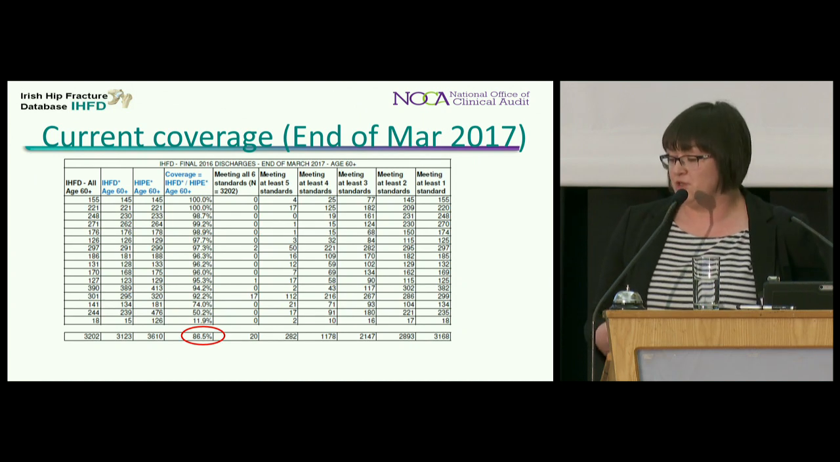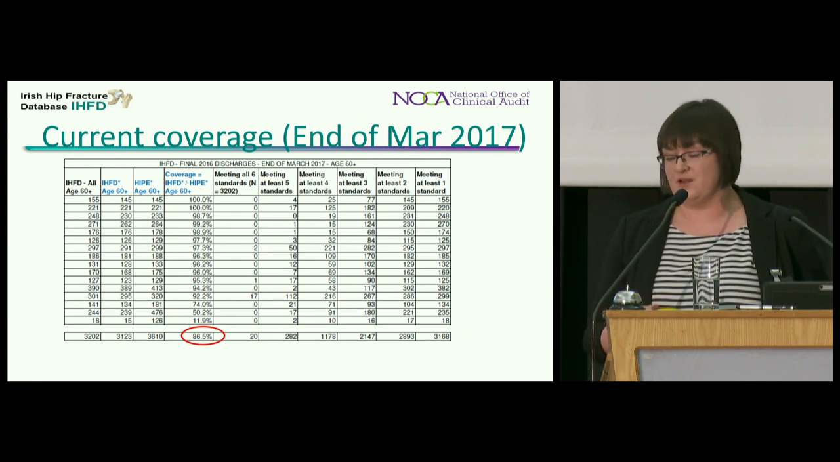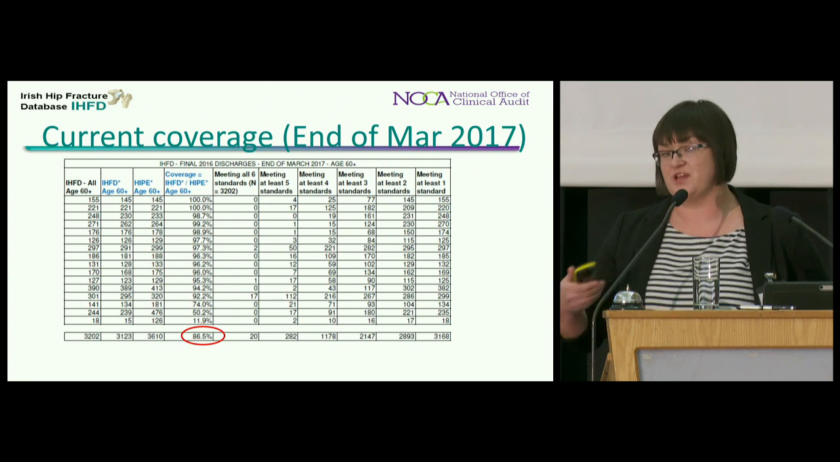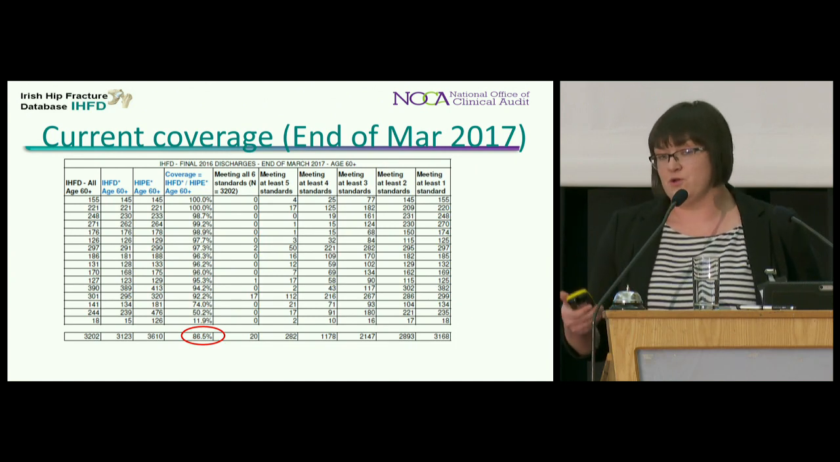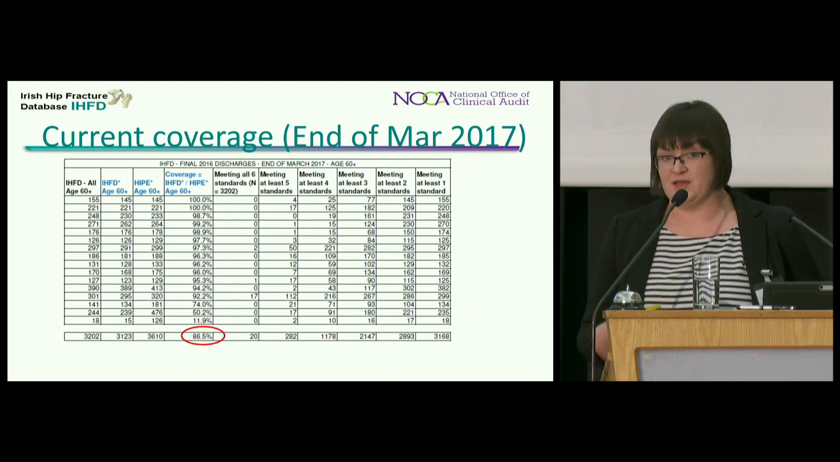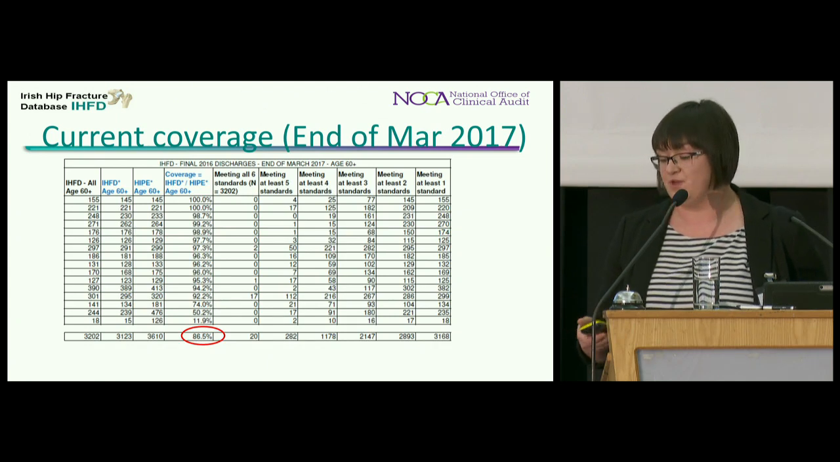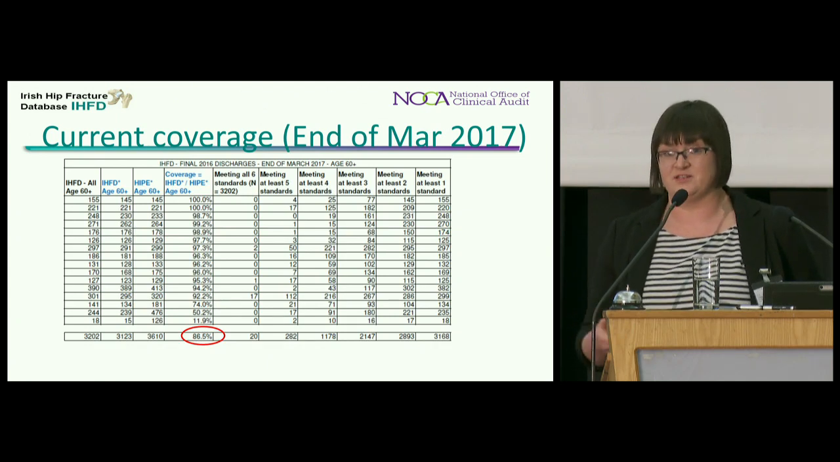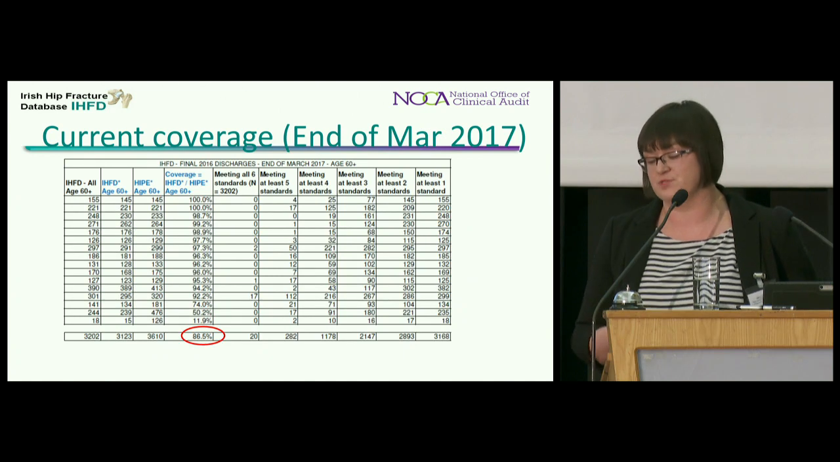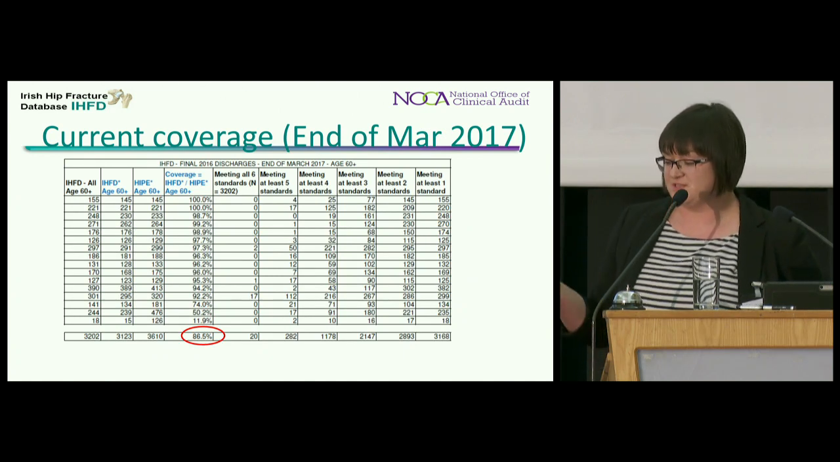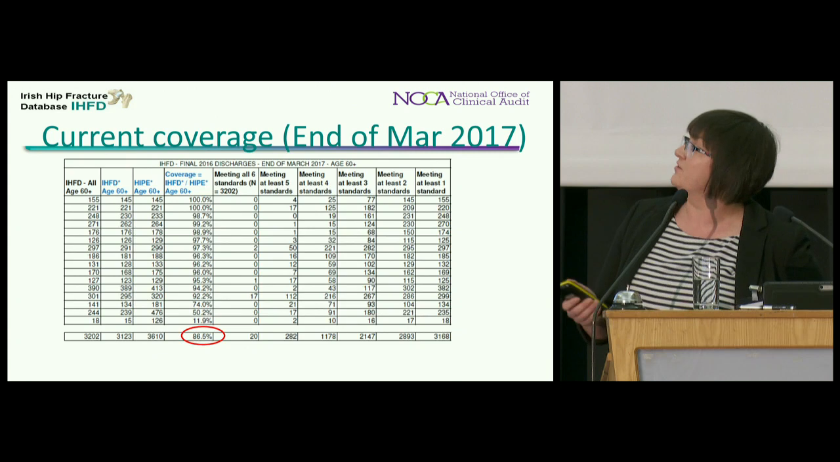Phil sends monthly reports to myself in the National Office of Clinical Audit, and it just helps me coordinate the data inputting in the local hospitals. So for example, if we know someone is struggling to get their data in, we can contact them and offer them support. But you'll see the 6 columns there, standard 1 to 6.